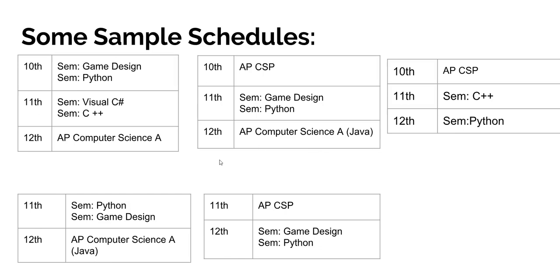If they're jumping in as a junior and they want to do a lot of coding, I would recommend they start right away with Python and Game Design and then jump into AP Computer Science as a senior. And last but not least, maybe they start with AP Computer Science Principles as an 11th grader and then take Game Design and Python. So lots of variety, lots of options.